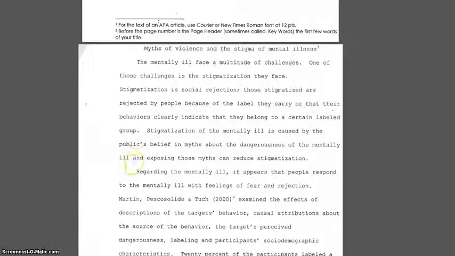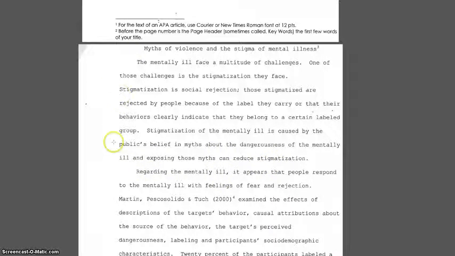So this is our thesis. We know that this should be setting up the specifics of the paper. And there's sort of two components here. We sort of get a problem and then a solution. So the problem is that the mentally ill are stigmatized, and that that stigmatization is caused by how the public views the mentally ill, specifically in terms of their dangerousness. And then here's our solution: if we can expose those myths that the public tends to buy into, then we can actually reduce the stigmatization that the mentally ill face.